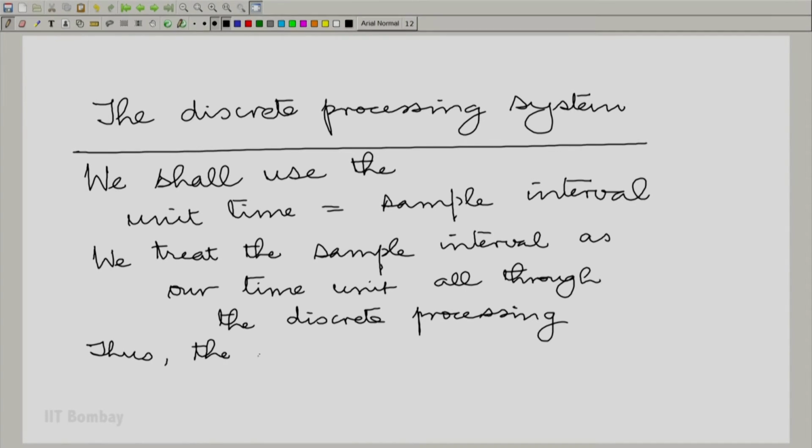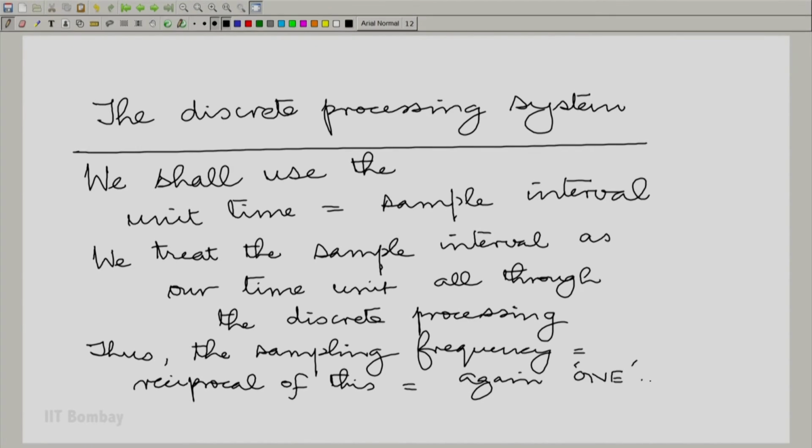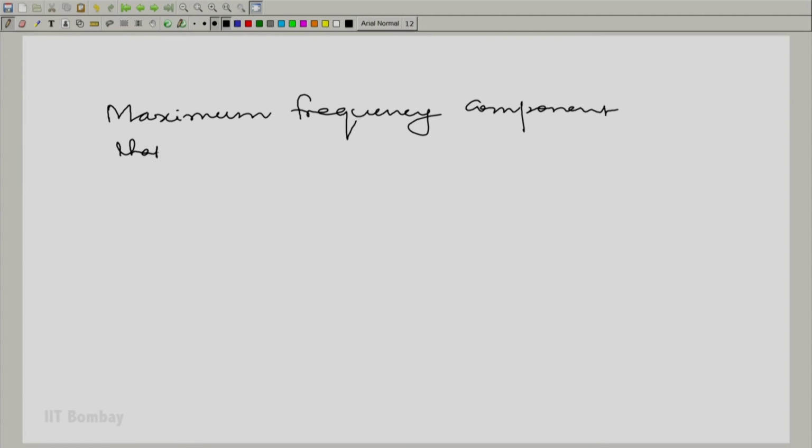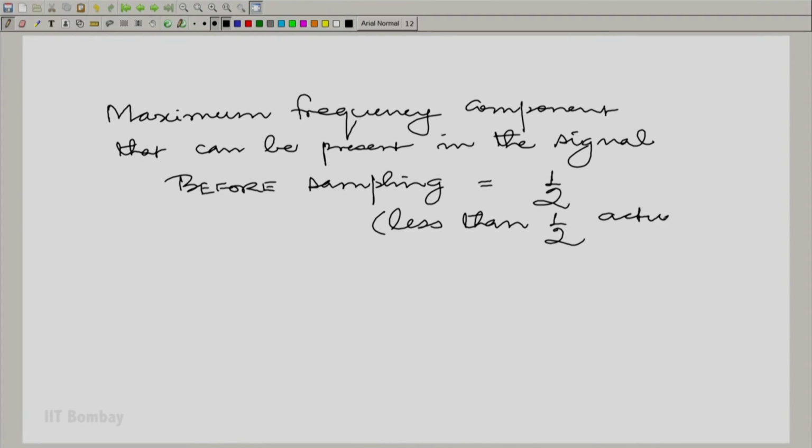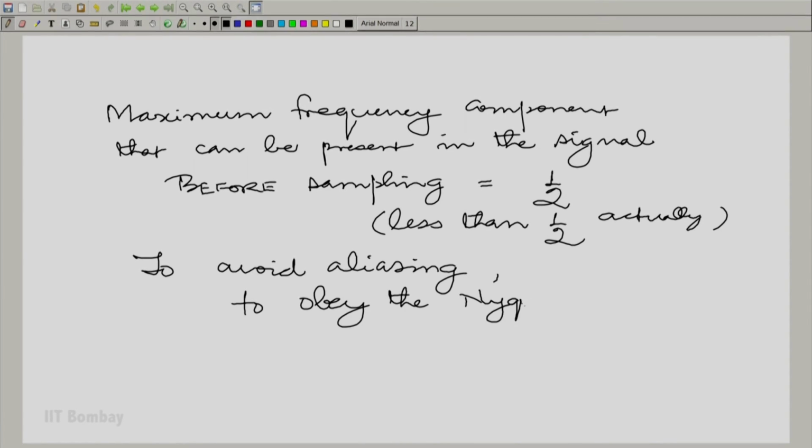As a consequence, the sampling frequency becomes the reciprocal of this. On the frequency axis, we think of frequency equal to 1 as the sampling frequency. The unit of frequency also becomes 1 now. And having agreed to this, the maximum frequency component that can be present in the signal before sampling is half now. In fact, it should be less than half, to be very precise. And why do we want this? We want this to avoid aliasing, to obey the Nyquist principle. Otherwise, those aliases, the copies would start polluting the original spectrum.